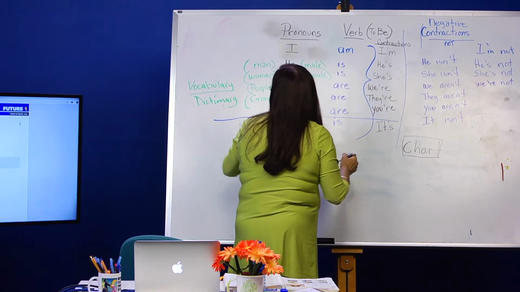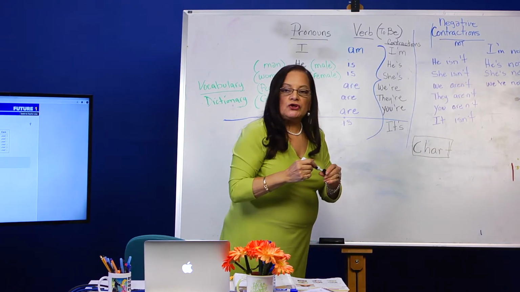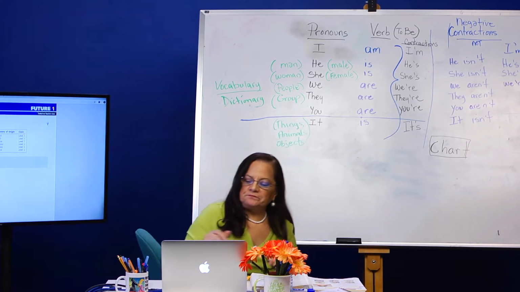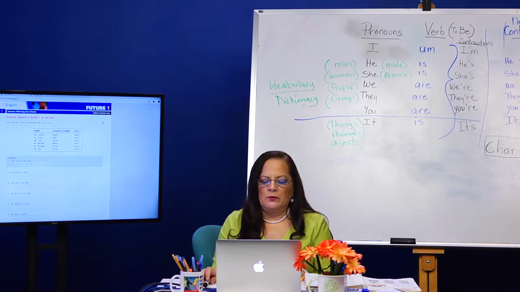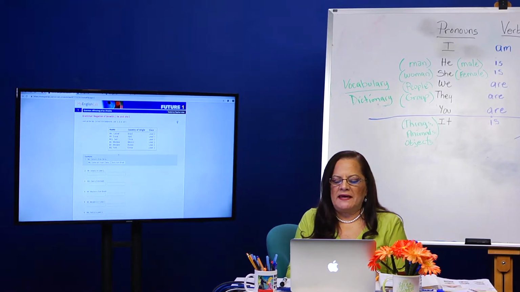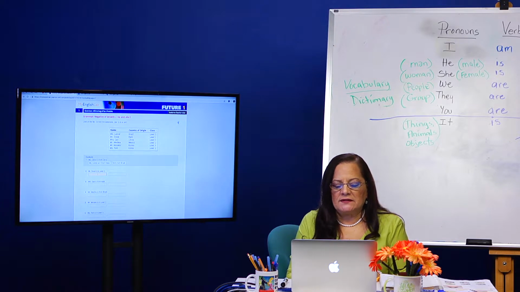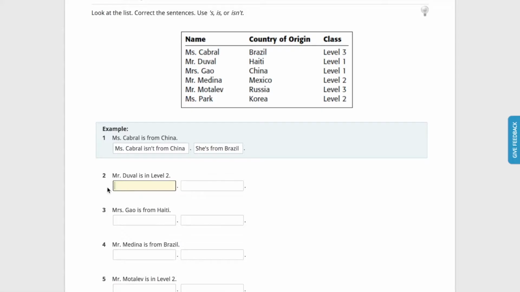Okay, so the vocabulary, actually I should put it on this side, but chart is what you're looking at. A chart. So vocabulary word, new word. So this is a chart of information. Let's see what we do in the next level, question number 2. Question number 2. Mr. Duval is in level 2. Well, let's look at the chart.